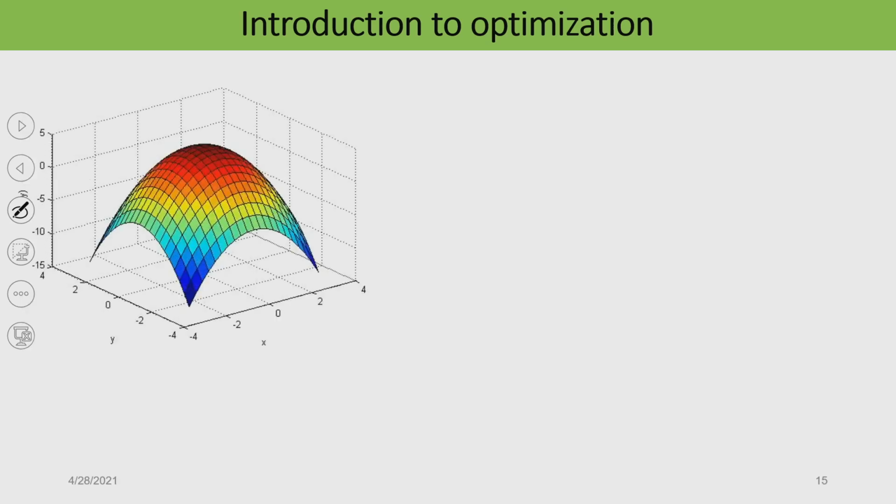Now, if I take a two variable problem, suppose the function is minus x square minus y square plus 4. I would like to find out the maxima of this function, which is somewhere here. So, I will take the partial derivative with respect to x and the partial derivative with respect to y, equate them to 0, and solve, and I will get the optimal value, or the maximum point, of this particular function.